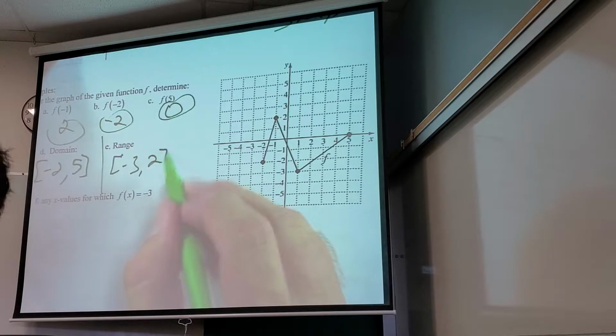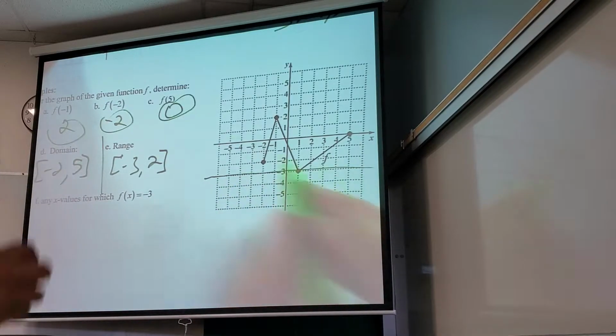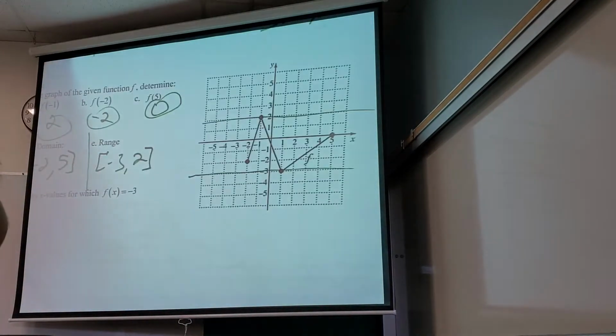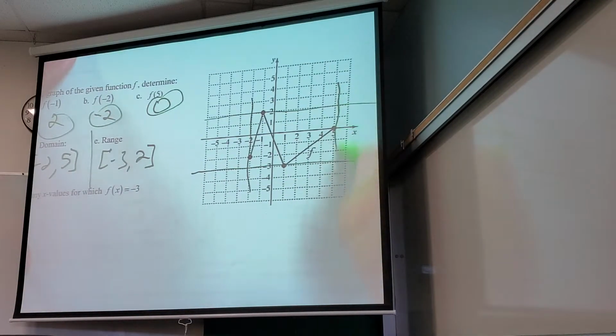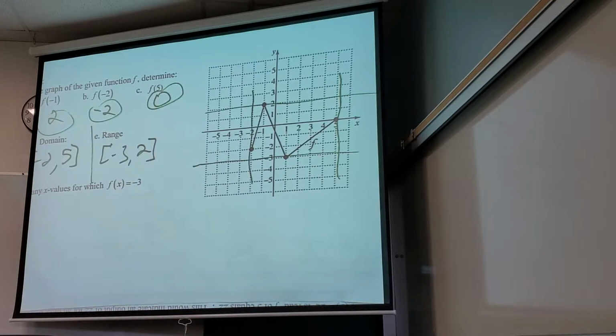2. So -3, if you actually drew those in, do you see how the whole function lives between those? And then the same thing with the domain, if you drew it, the whole function lives between those. That's really what domain and range is telling you: what section the function lives in.